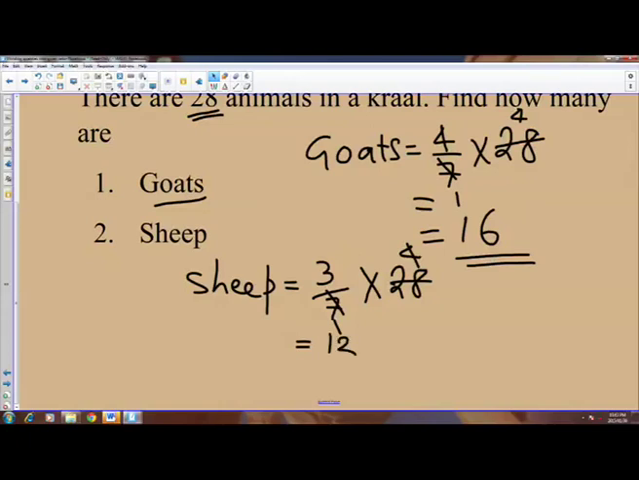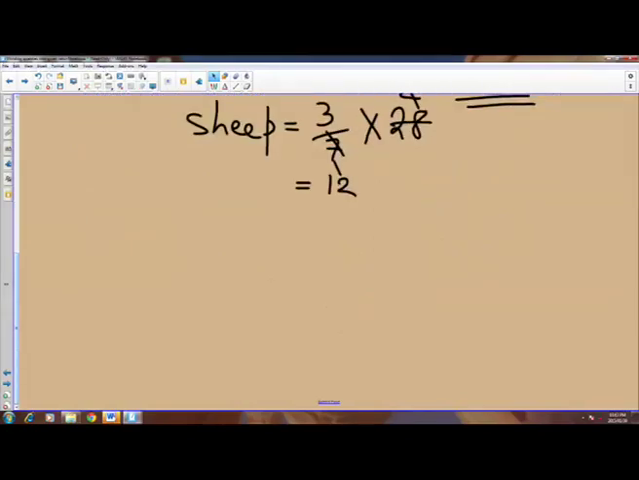Now, we've got 12 sheep in the crawl and then 16 goats. The sum of 12 and 16 should give us the number of animals in the crawl. You can always check for yourself if you're told the answers that we got are correct. And let's check if they are correct.